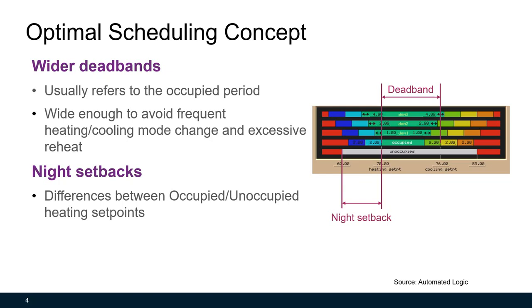The PNNL simulation study shows that if the dead band is expanded from 2 degree to 6 degree, and the unoccupied heating set point is lowered from 65 to 60 degree F, about 10% of total building energy can be saved. More energy savings can be expected for the cold climates. This strategy can be done manually or automatically in the building automation system.